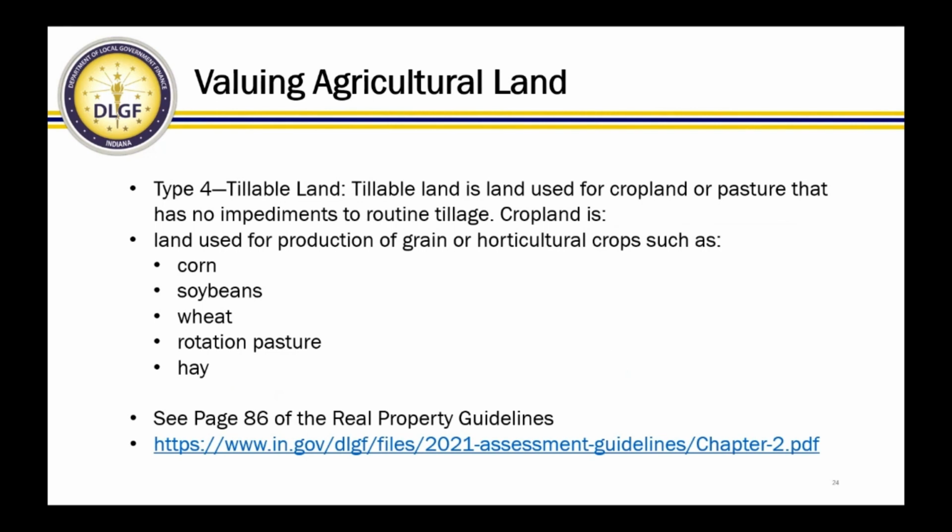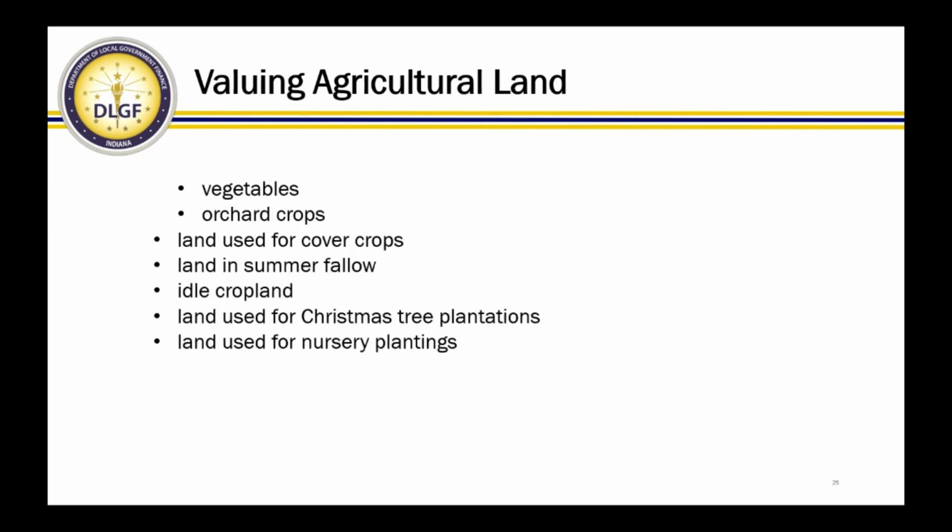Tillable land, I think, is the most common type of agricultural land that you think of. And as I mentioned, driving on the interstate, you see farms, and you see cropland that's used for the production of crops such as corn and soybeans or hay, whatever the case may be. But it also could include things like vegetables or orchard crops, or given the current holiday season, it could be used for Christmas tree plantations or nursery plantings. Could also be idle cropland too. In some cases, a farmer may opt to not use their land and have it idle for a season or two.